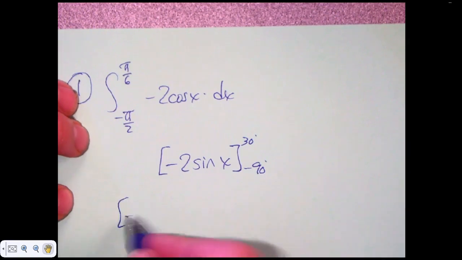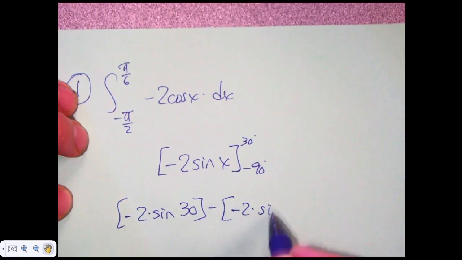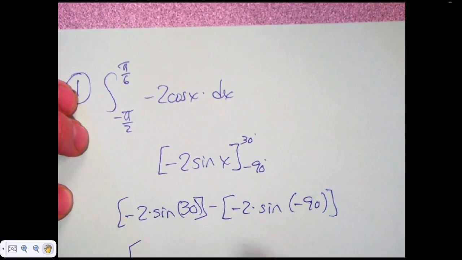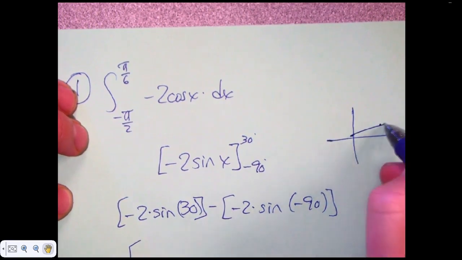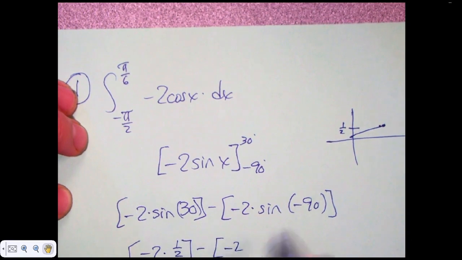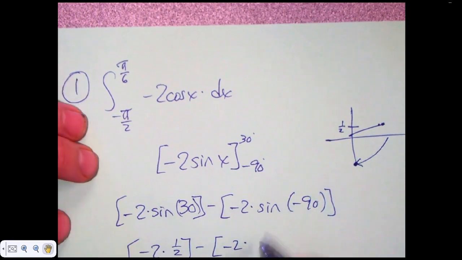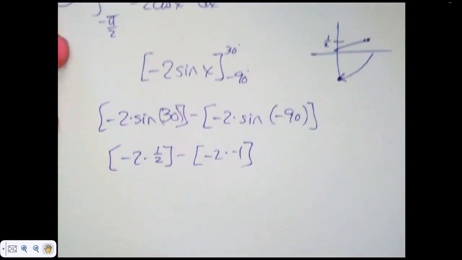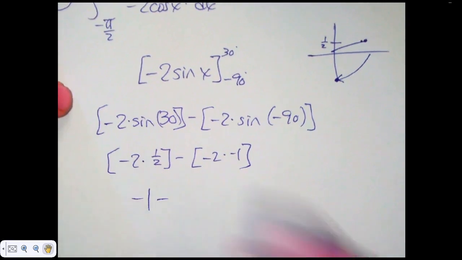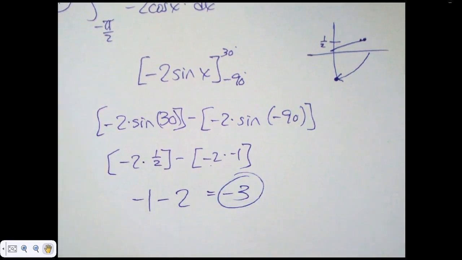So I have negative 2 times sine of 30 minus negative 2 times sine of negative 90. So sine of 30 is here. We want the y value, that's 1 tick mark up, so that's a half. So negative 2 times a half minus negative 2 times sine of negative 90. Well, negative 90 is down there. We want the y value, which would be negative 1. So negative 2 times a half is negative 1 minus positive 2. So number 1 would be negative 3.